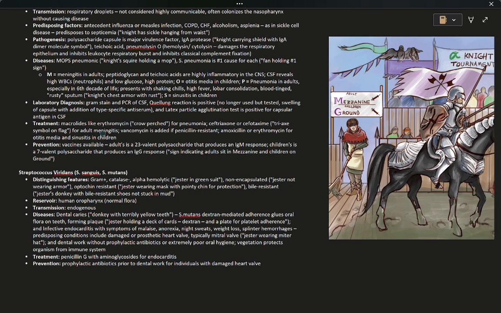For adult meningitis specifically, it's good to use either ceftriaxone or cefotaxime. You can think about this by remembering the triax symbol on the flag over here. Erythromycin can be added if the organism, Streptococcus pneumoniae, is penicillin resistant.